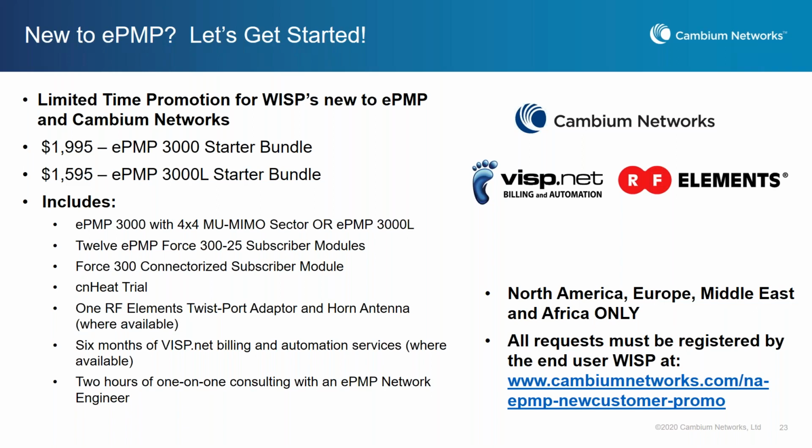You get 12 subscriber modules, Force 325s, which was the one with the dish. You get a connectorized subscriber module, which you can then use and mate up with one of the RF Elements horn antennas. And then we're also offering some software options.